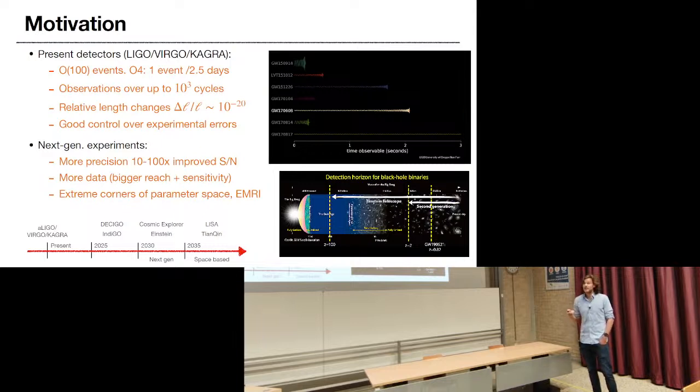These experiments are actually very impressive. They're very precise. They measure these things to about 1,000 cycles or more. The length changes are also pretty mind-boggling, and we have very good control over the experimental errors in this setup. What this line of research that I'm working on is actually targeted more at is the next generation of experiments, which we will see around 2035. These will have a factor 10 to 100 improvement in signal-to-noise ratio. And in particular, this will also involve a far bigger reach and greater sensitivity, and therefore more data. And we will also be able to see extreme corners in phase space, in particular with the space-based missions such as LISA around 2035.